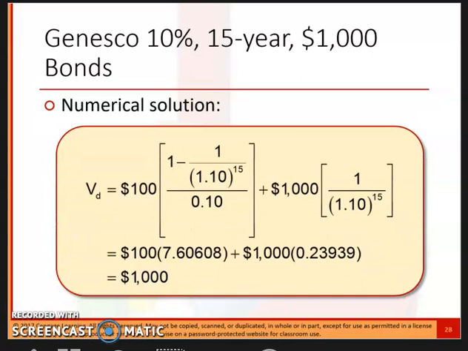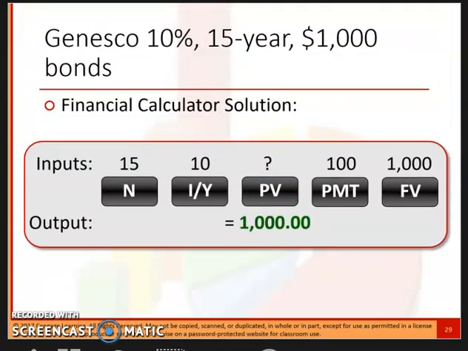So example here, we've got the Genesco bond with a 10% coupon and a 10% yield, 15 years to maturity. So the coupon payment is 1,000 times 0.1 or 100, multiplied by 1 minus 1 divided by 1 plus the yield to the 15th power, because we're 15 years to maturity. And then 1,000 divided by 1 plus the yield to the 15th power. Since the yield and the coupon are the same, this bond would be trading at par.